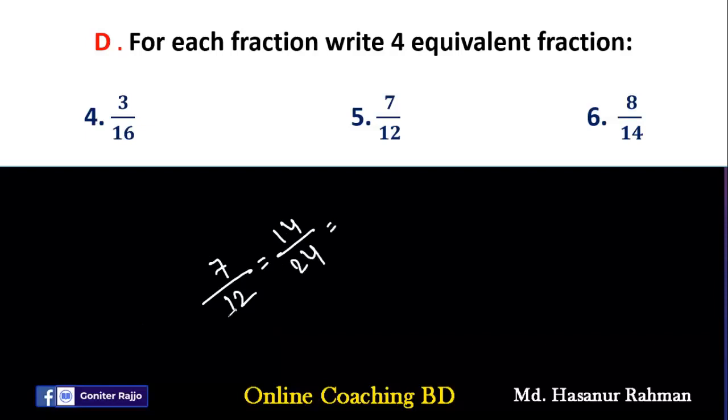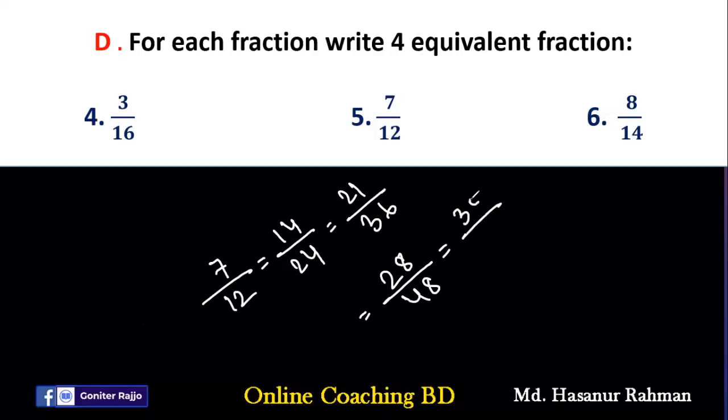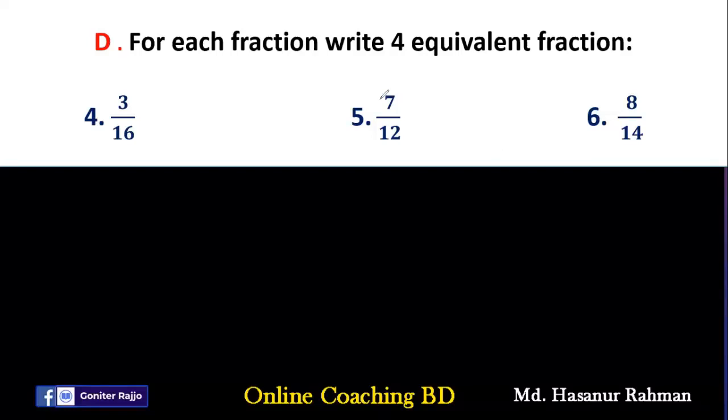If we multiply this 7 by 12 by 3, 7 3s are 21, 12 3s are 36. If we multiply this 7 by 12 by 4, 7 4s are 28, 12 4s are 48. If we multiply 7 by 12 by 5, 7 5s are 35 and 12 5s are 60. Very simple. Now number 6.